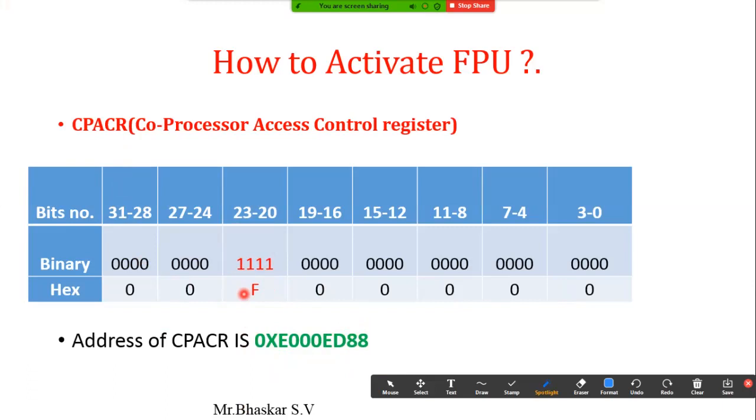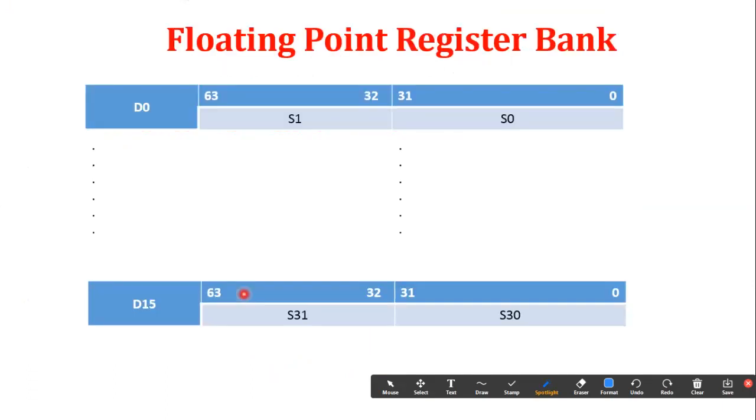That is our intention. Next, looking at the floating point register bank, it supports floating point both single precision as well as double precision. Single precision registers are S0, S1, S2, S3 up to S31, and each register is 32 bits wide. Double precision gives 64 bits. But here we are looking at single precision registers only.